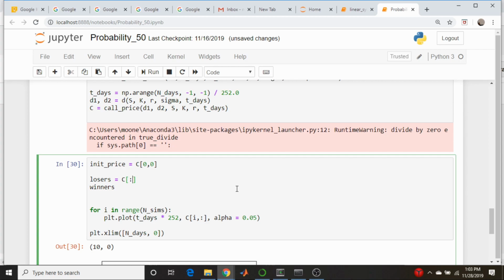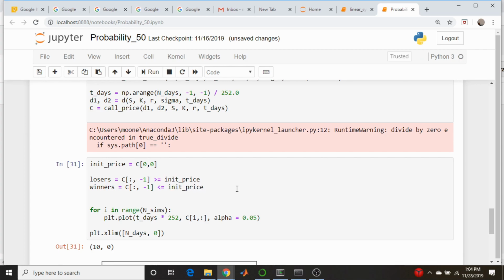So we want to do all rows and the last column. And we want that, let's see, it's a loser if it's greater than or equal to our initial price, init price. And likewise, our winners is going to be when it's less than or equal to our initial price. So winners is equal to C, all rows, last column, and that is less than or equal to our initial price. Let's see if this runs. Good, no typos.